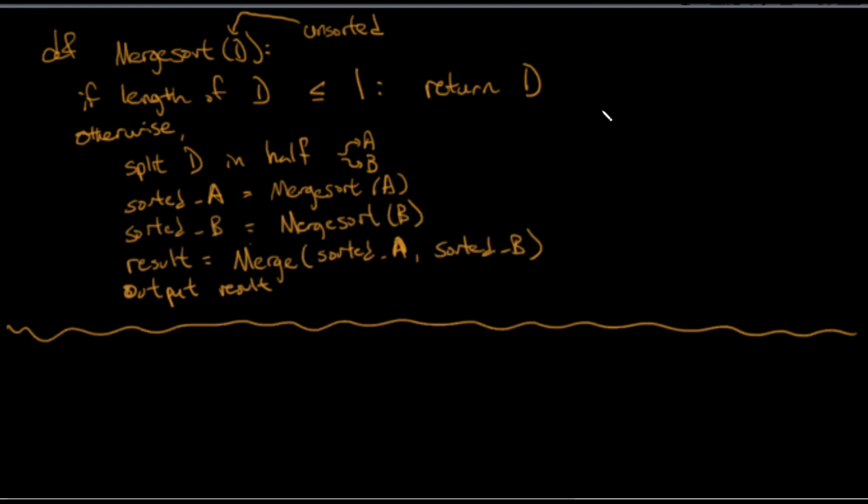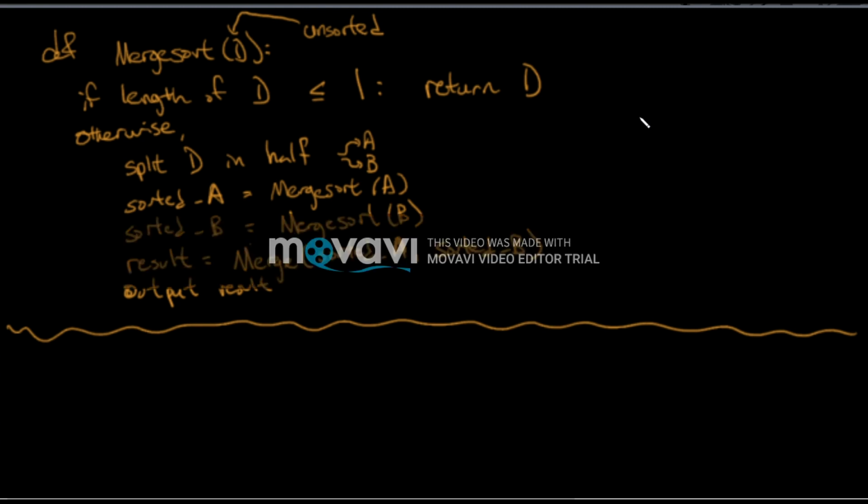And that stopping condition came from the intuition that if we're given just a deck of cards of length 1, if we're given just one card, then we do know how to sort it, right? We just give that card back. One card by itself is trivially sorted already.